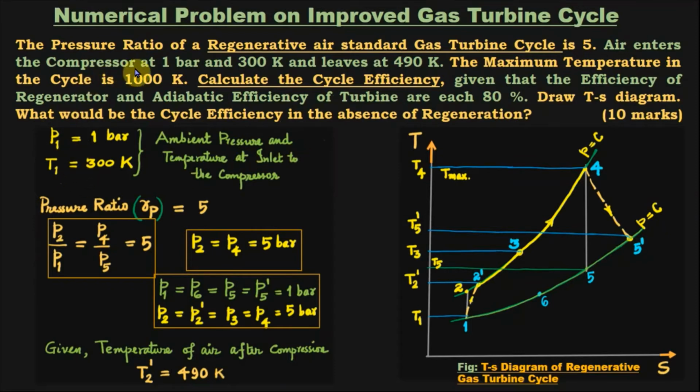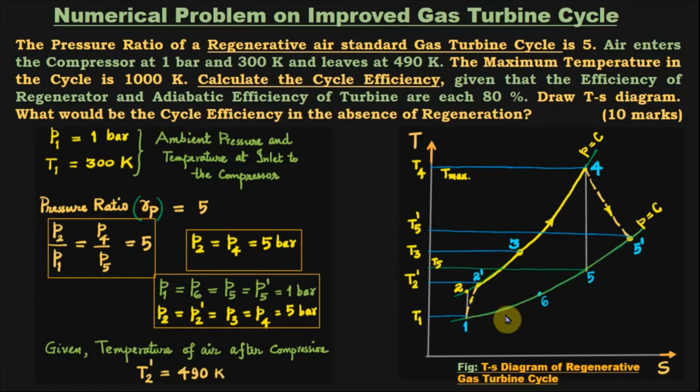See here the ambient conditions given. At inlet to the compressor, the air is at 1 bar and 300 Kelvin. That is, P1 is equal to 1 bar and T1 is equal to 300 Kelvin, the ambient pressure and temperature at inlet to the compressor. The pressure ratio given is 5. So in such a regenerative cycle, what do you mean by pressure ratio? Here, consider this TS diagram.